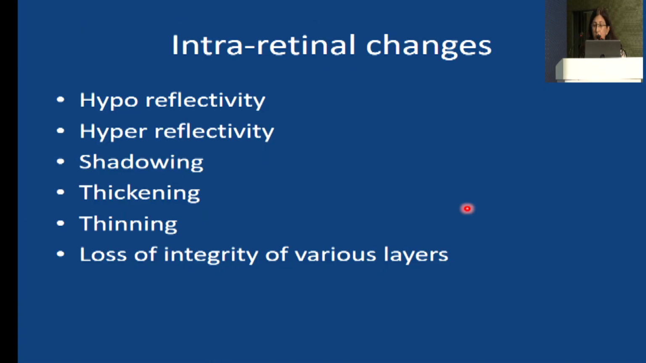Now coming to the intraretinal changes. In this, the main thing that we have to look at is the reflectivity patterns, hypo or hyperreflectivity.